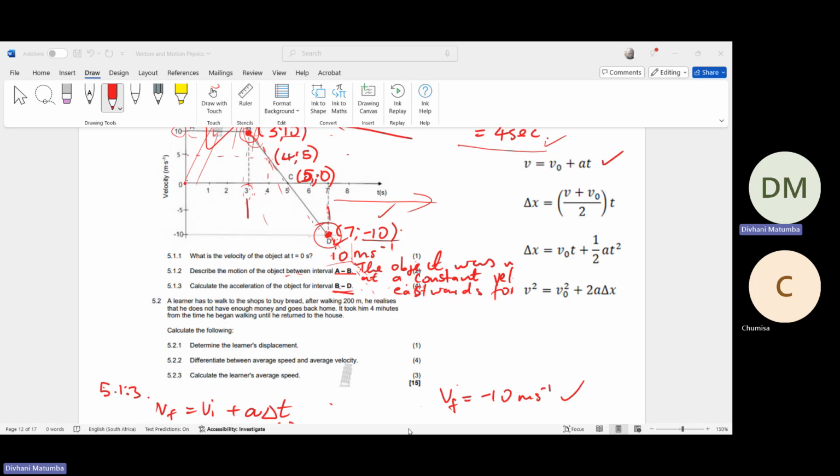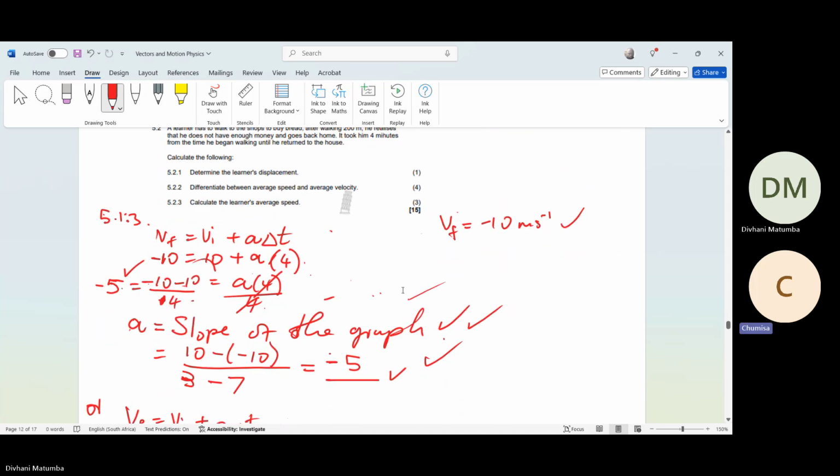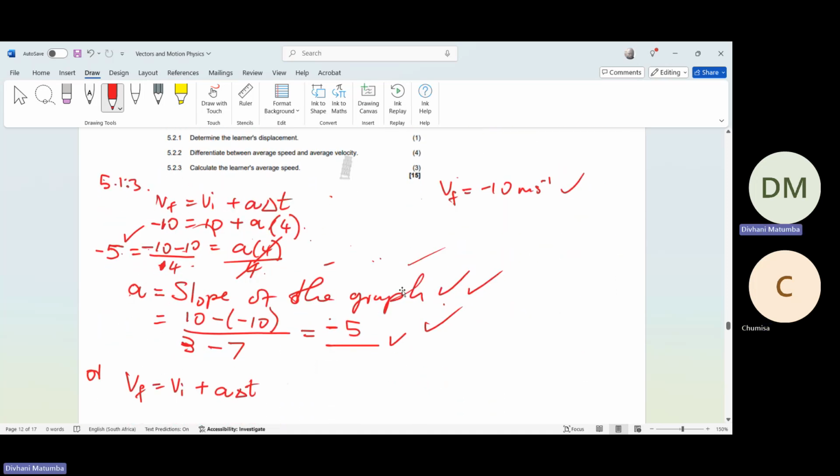Okay, Kumisa, are you still there? Yes, sir. Did you understand? Yes. So in the exam, you can choose whether you want to use the graphical approach or the equation of motion. But it is much easier to use the graphical approach if you have been given a graph. Are we all together?